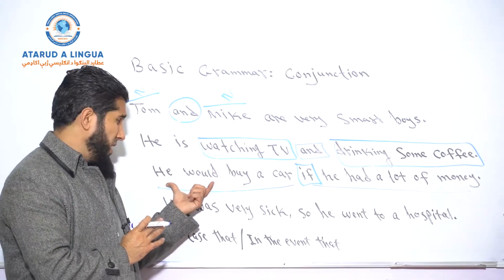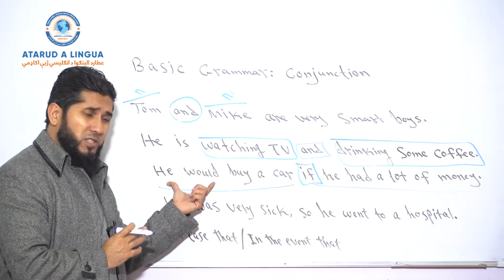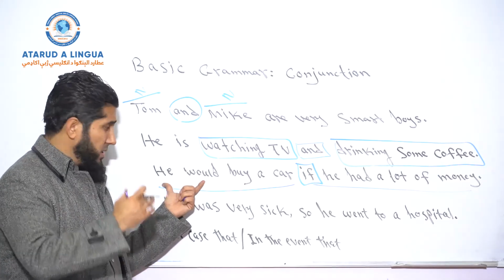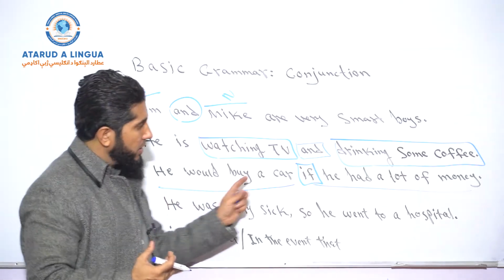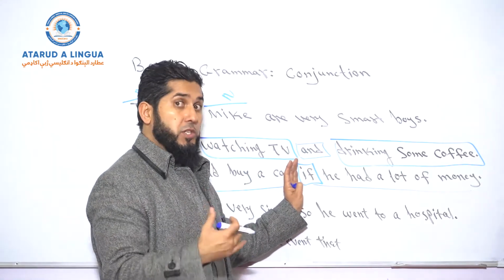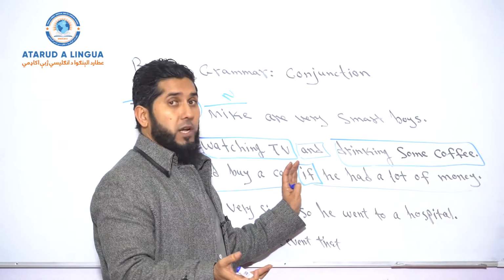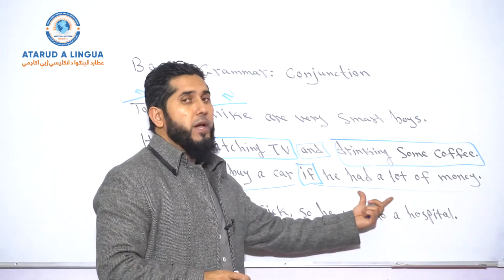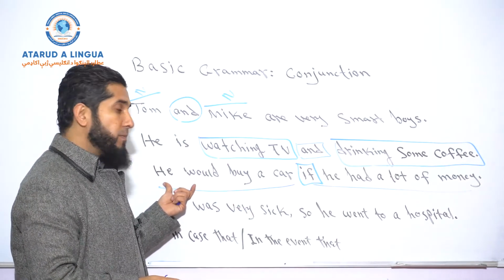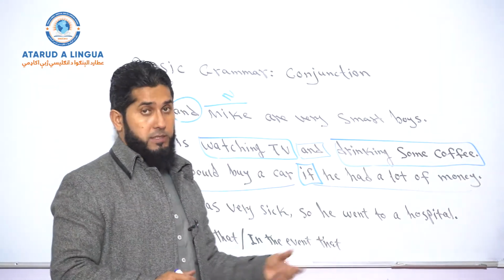So, he would buy a car. The clause which starts with the subject is an independent clause, or it is a main clause. And the clause here which starts with the conjunction itself is a dependent or subordinate clause. Okay, so we're combining two clauses, an independent clause with a dependent clause.